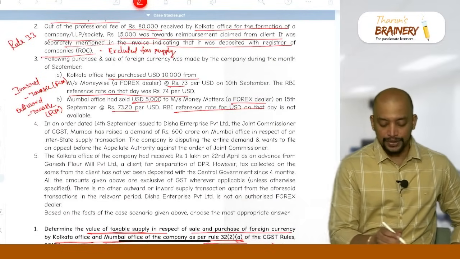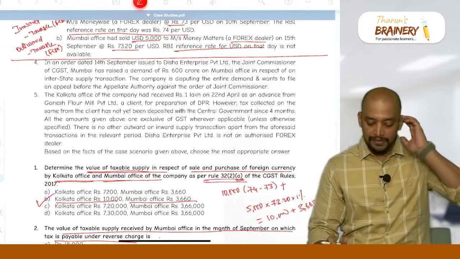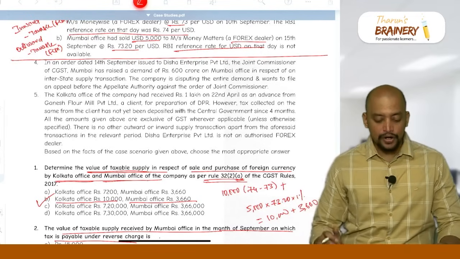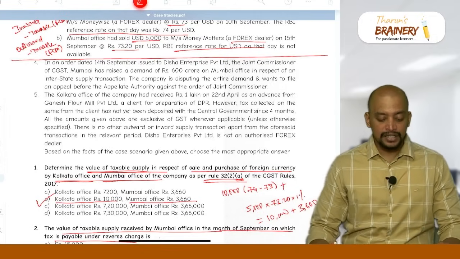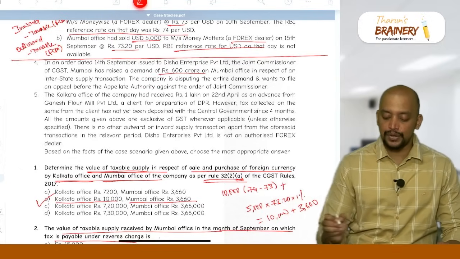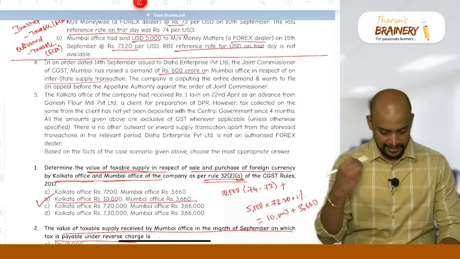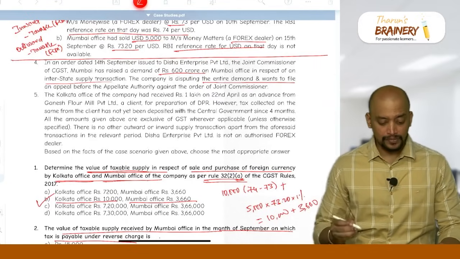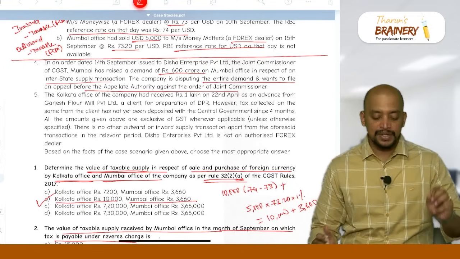Up to this note 3 it is over, related to the table, and then notes 4 and 5 are separate transactions for which separate MCQs are there. In an order dated 14 September issued to Disha Enterprise Private Limited, the Joint Commissioner of CGST Mumbai has raised a demand of rupees 600 crore on the Mumbai office in respect of an interstate supply transaction. The company is disputing the entire demand and wants to file an appeal before the appellate authority against the order of the joint commissioner. Means it's a first appeal.